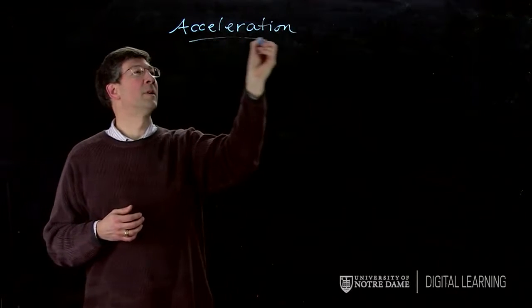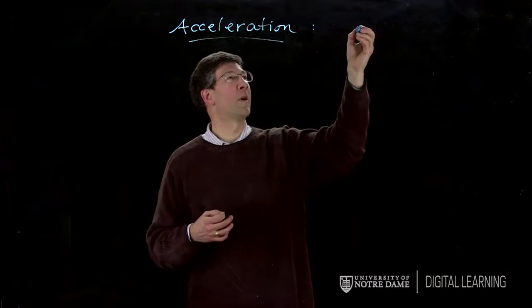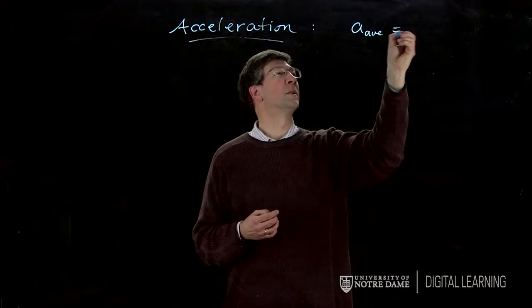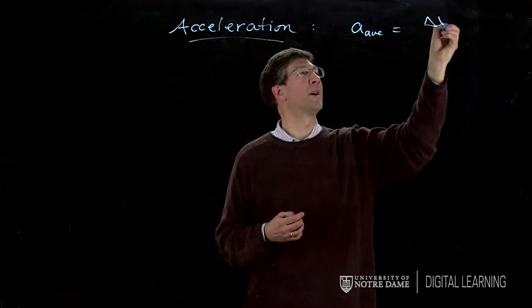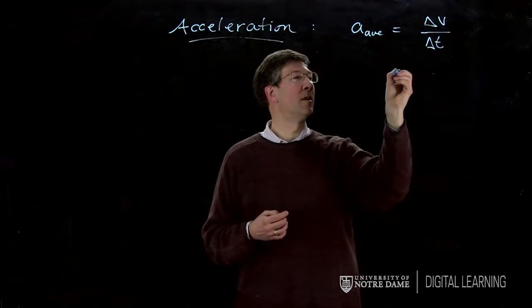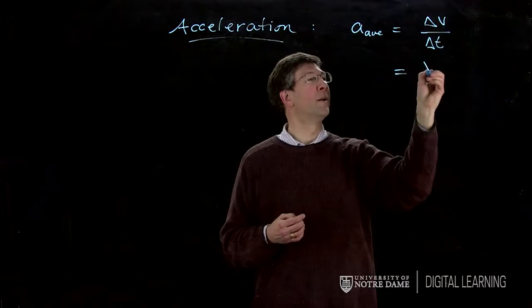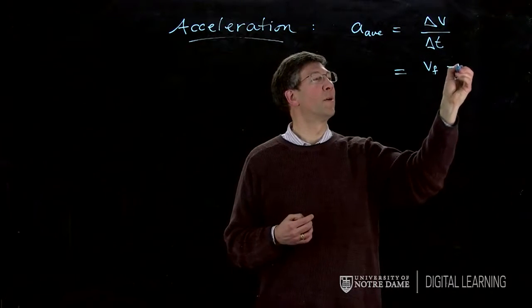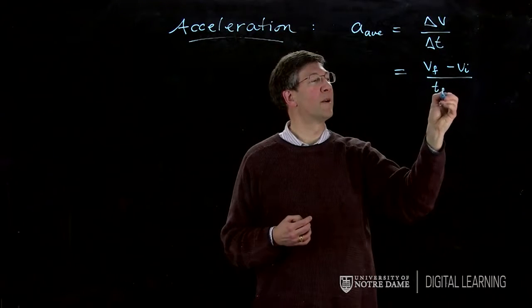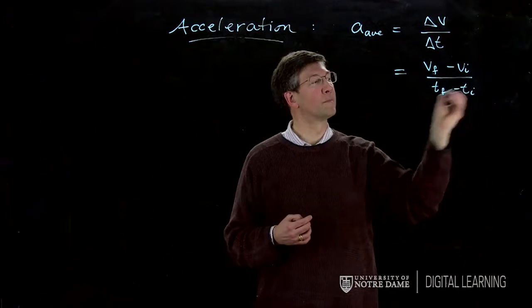And just like we did for the variables before this, we would write the average acceleration is equal to the change in velocity over the change in time. And just like we did on the previous slide, we would write this as v final minus v initial divided by t final minus t initial.